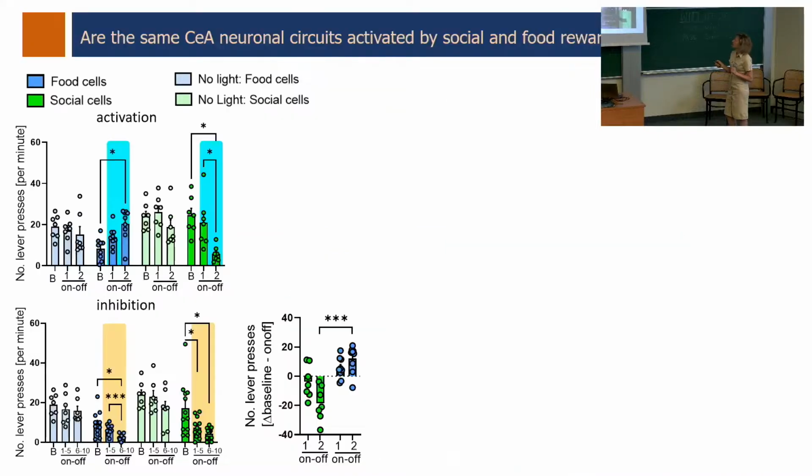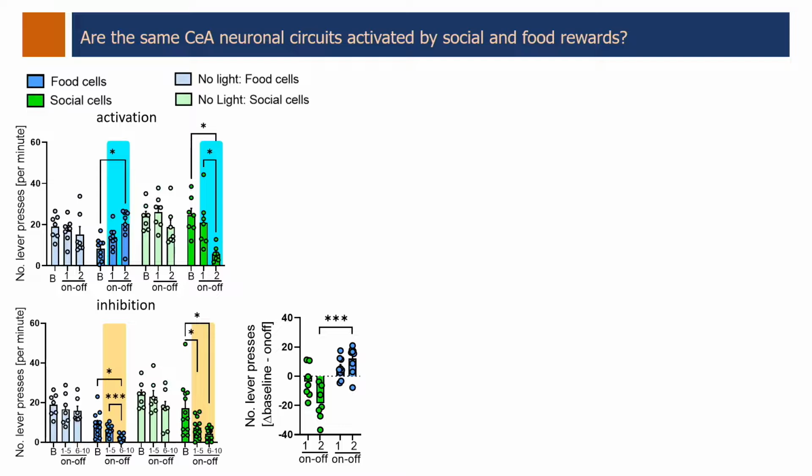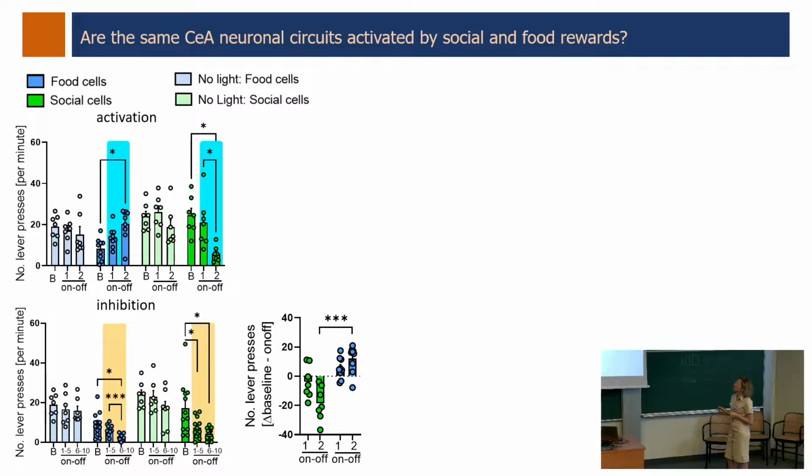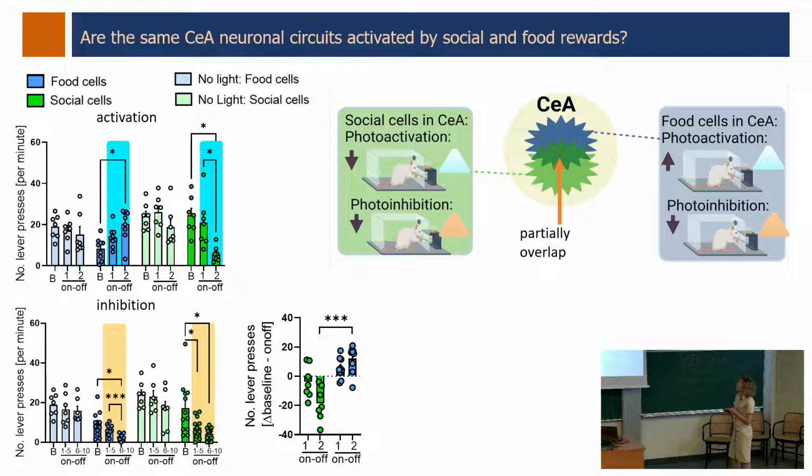And of course, we quantified it. We did this experiment in regular groups of animals with several animals. So what we saw, we confirmed that the activation of these food cells and social cells have different effects on lever pressing. So we started to get just a kind of proof that there is some functional difference between these two subpopulations. So probably they partially overlap because the inhibition effects were similar, but there is also some difference.